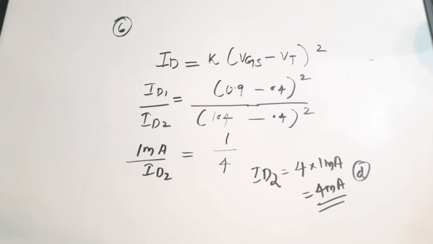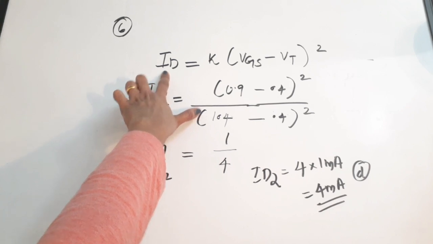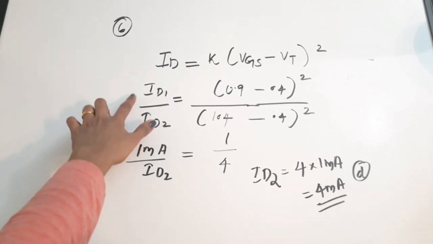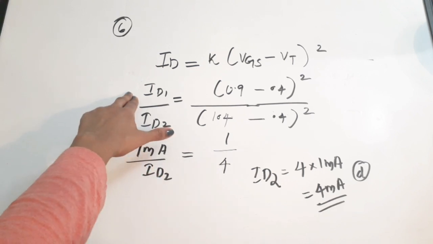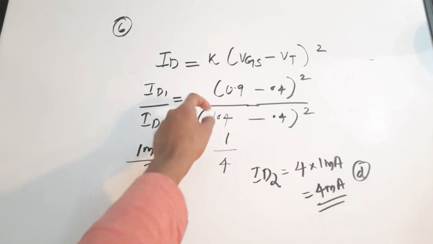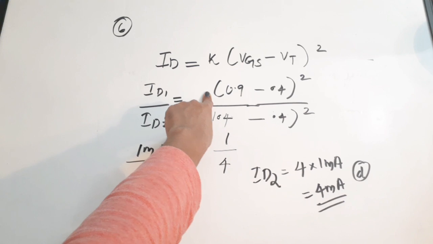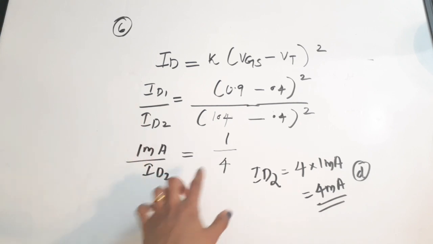Anyway, you should know this relation: the drain current, or drain source current, ID is equal to K (VGS minus VT) square. If you take the ratio ID1 by ID2, you have been given ID1 and need to find ID2. The threshold voltage is the same for both cases. For the first case VGS1, the gate source voltage, is 0.9, and for the second case it is 1.4. It is given in millivolt, so you have to convert to volts.